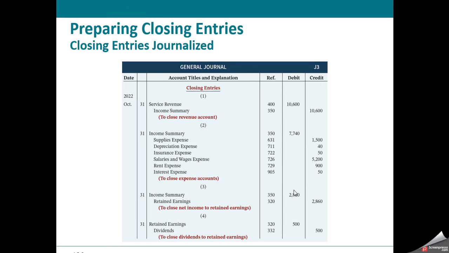Then we look at what's in the income summary, which should equal our net income, and that closes into our retained earnings. And then again, the dividends close into the retained earnings. So these would be the closing entries that you want to be able to understand how to do. And it's helpful if you know the account's regular balance. That's very helpful, because then in the closing entries, we're going to reverse those.